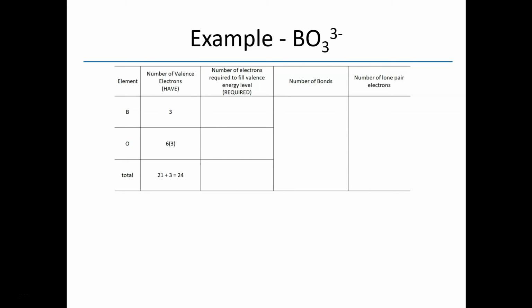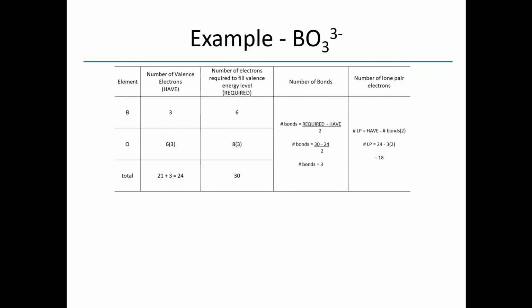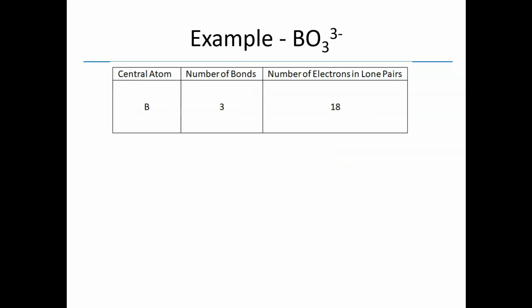So like we did before, we identify how many valence electrons we have. In this case, we're adding 3 electrons to our total from our elements because we have the -3 charge. Then we're going to determine the amount that they each need. We're recognizing that boron only requires 6. It doesn't require 8. Then we can get our number of bonds, and we can figure out our lone pairs.